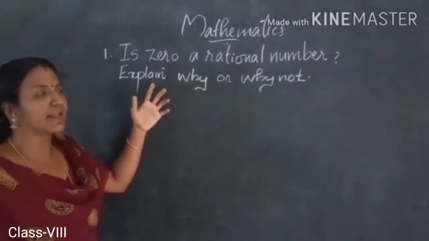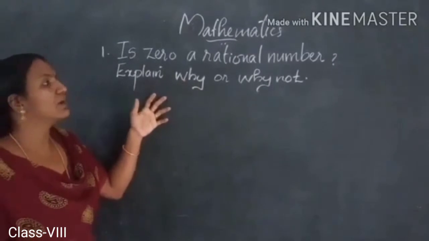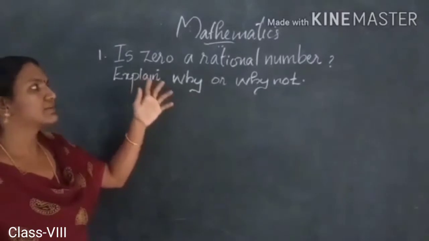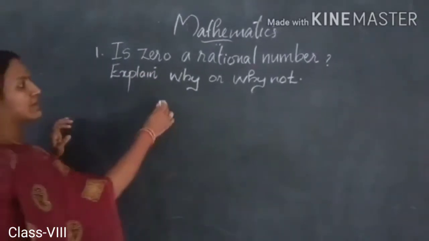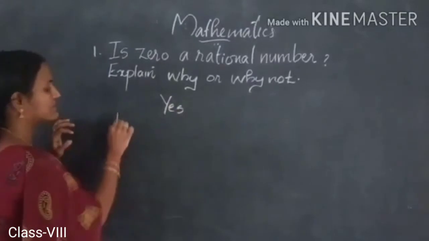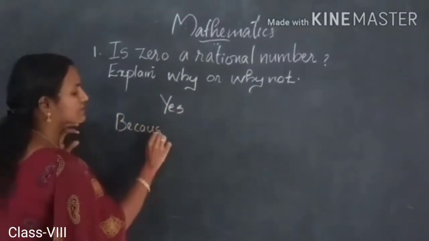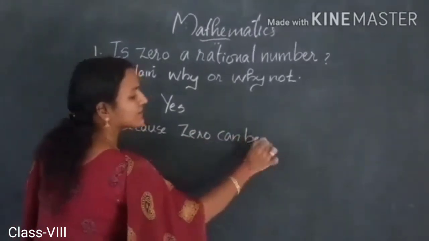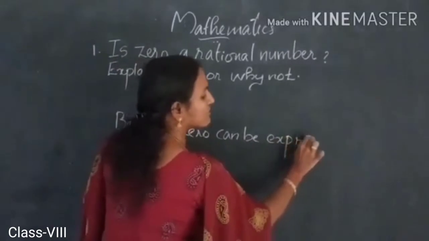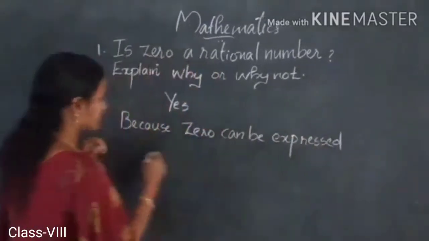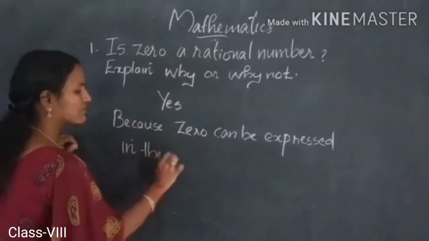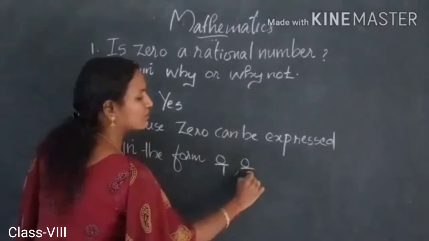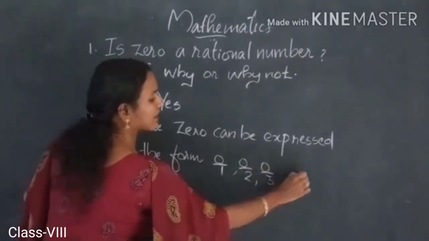We already studied that a rational number is of the form p by q. So 0 can be written as 0 by 1, 0 by 2, 0 by 3, etc. So it is a rational number. Yes, because 0 can be expressed in the form 0 by 1, 0 by 2, 0 by 3, etc.